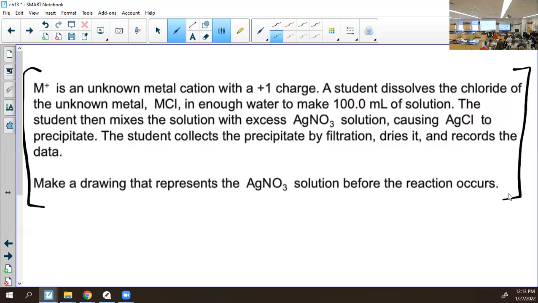Wait, hold up. What am I drawing again? You're making a drawing to represent the AgNO3 solution before the reaction occurs. Before it occurs? Mm-hmm. Oh, before it becomes AgCl. Yep. So we should have MCl in the water, then excess AgNO3. We would have 0 AgCl because that'd be after the reaction.